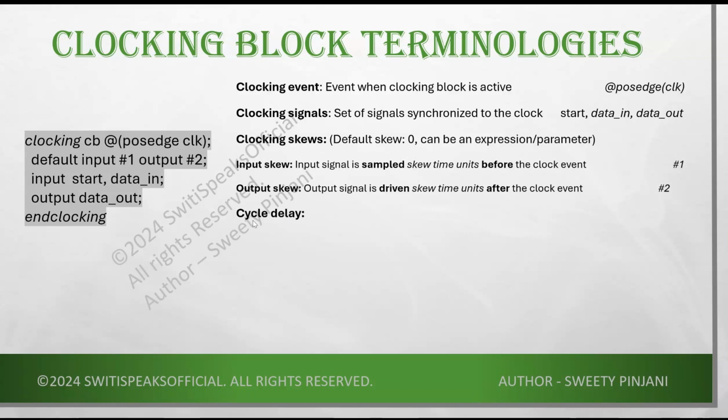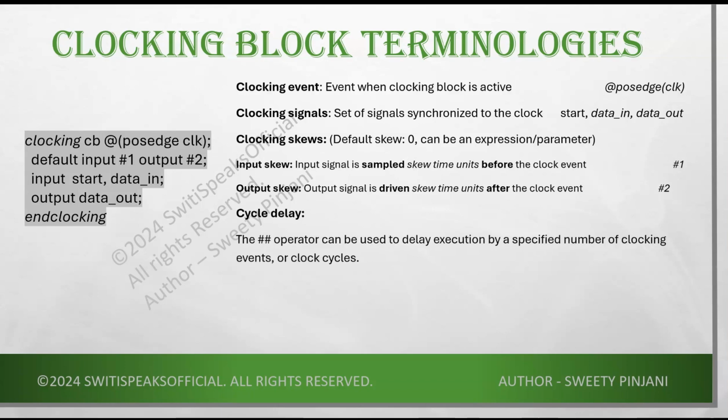Then we can also have certain cycle delays. In case you want a certain operation to occur after a certain delay, we can introduce those delays, which are called cycle delays. This is the operator ## which we use for the cycle delay. In case you want to perform some execution in your clocking block which needs to be performed after a certain delay, then you will use this cycle delay. The ## operator can be used to delay the execution by a specified number of clocking events or clock cycles.